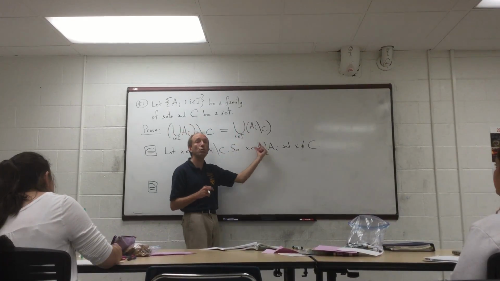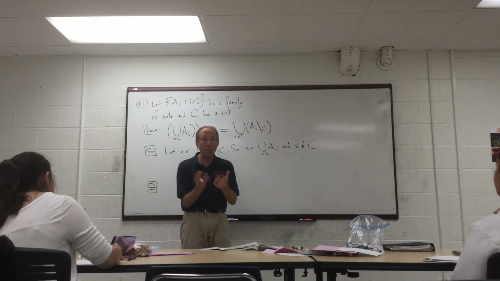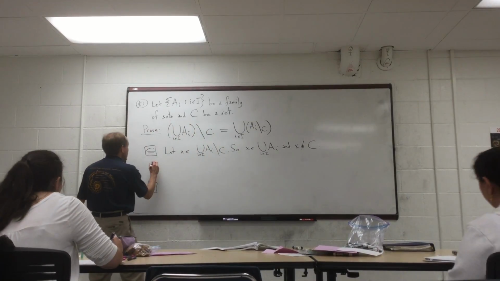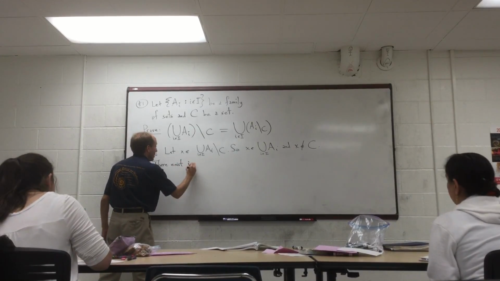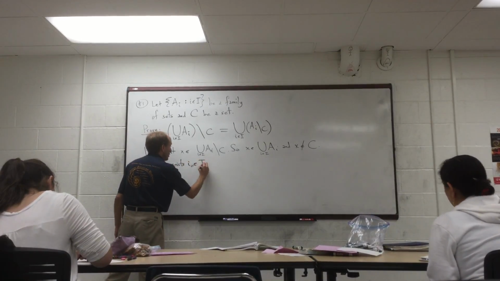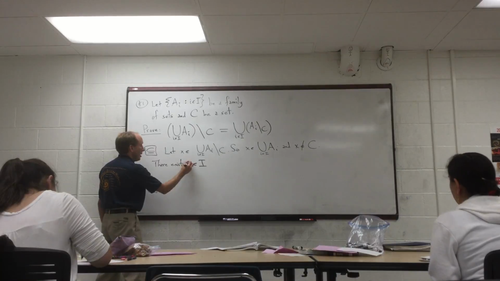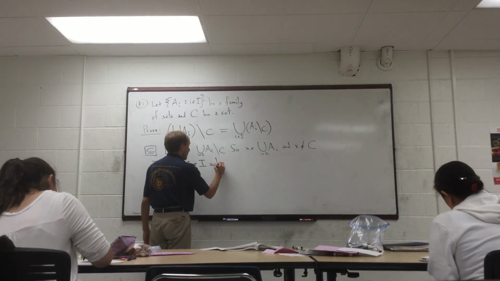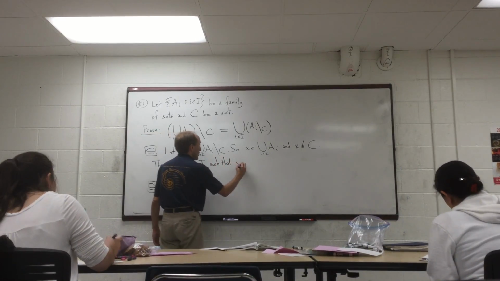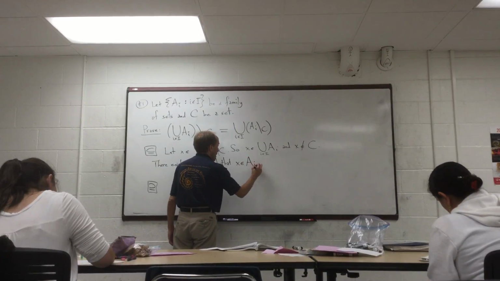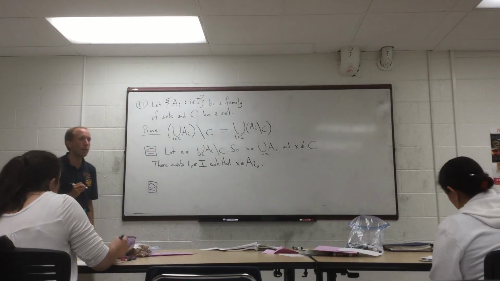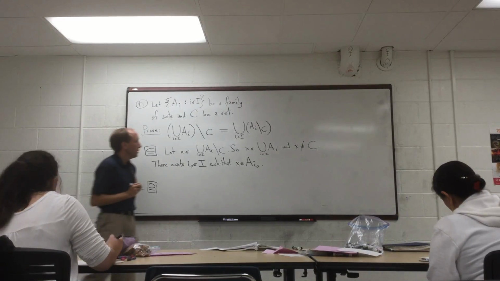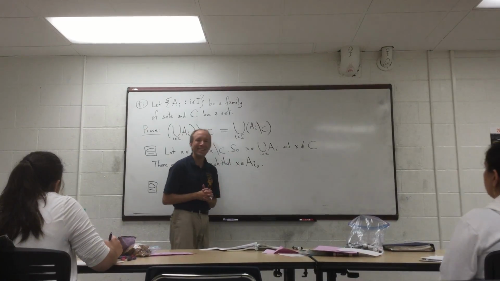X is in the union of the A sub I just means there exists an I, right? So there exists, I'm just going to call it I naught, in capital I such that X is an element of A sub I naught. Everybody okay with that? All right, so now what?